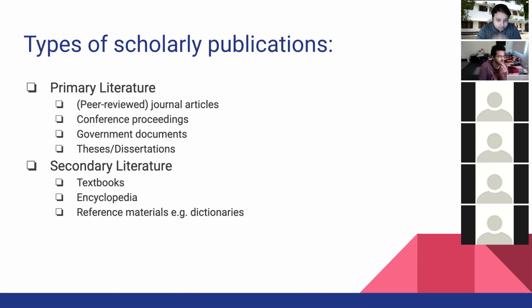Primary literature is the cutting edge. It's the current research in this field. That's what it represents. It represents original research work, right? So one of the main types of primary research is peer-reviewed journal articles. So what are they?